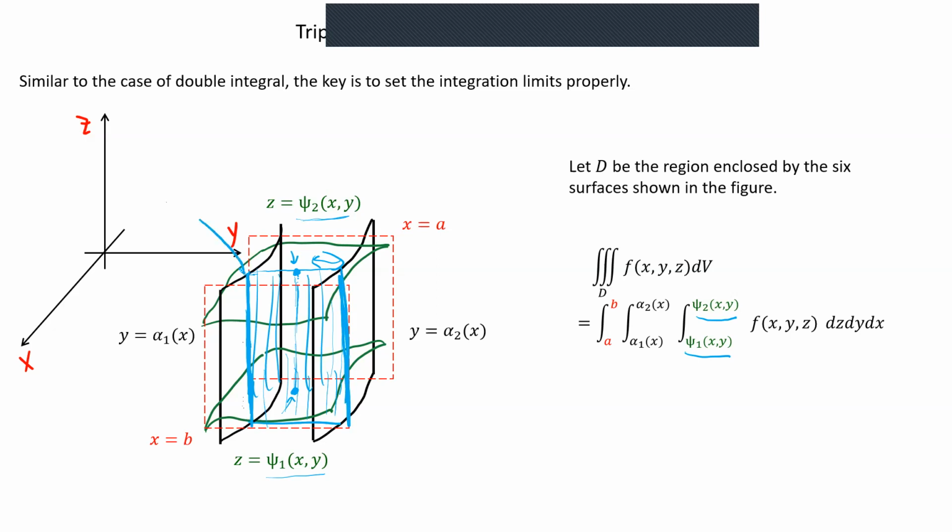So that's why I need to know the y position of this point, and also the y position of this point. The y position of this point is given by this. So you pick a particular value of x, and the y position is alpha 1 x. And then here, you have a particular value of x, and your y position here is alpha 2 x. So that's why for the y integral, my lower limit is alpha 1 x, upper limit is alpha 2 x.